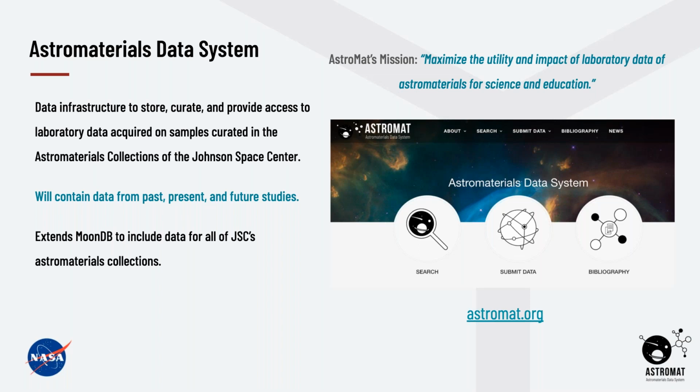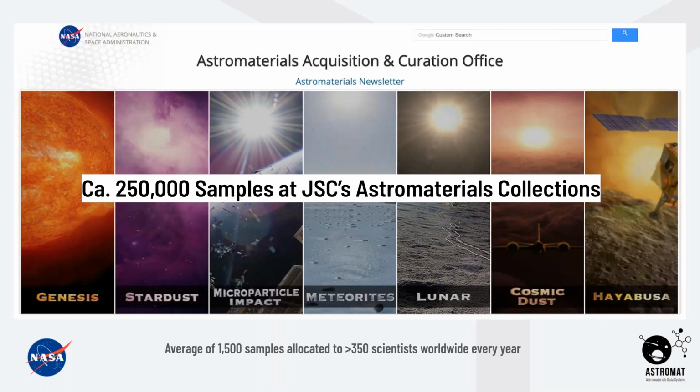The Astromaterials data system stores, curates, and provides access to laboratory data acquired on samples curated at the Johnson Space Center. It will contain data from past, present, and future studies. If you're aware of MoonDB, this Astromaterials data system contains all of the data from MoonDB, and it will contain all of the Astromaterials collections from the other JSC collections. There are over 250,000 samples at JSC's Astromaterials collections, including the lunar materials and meteorites and several other different types of astromaterial samples.